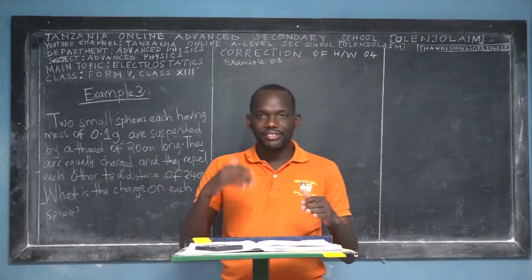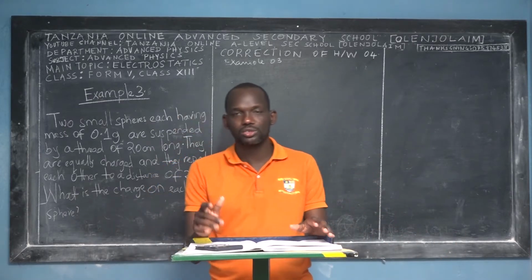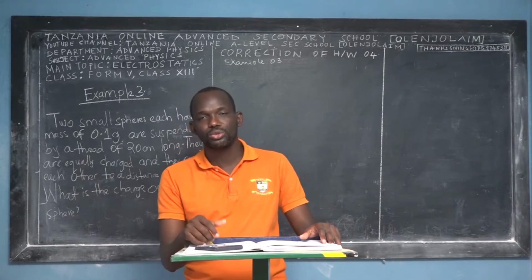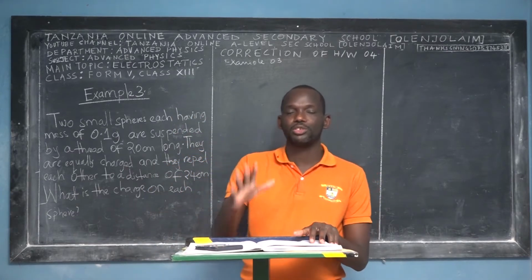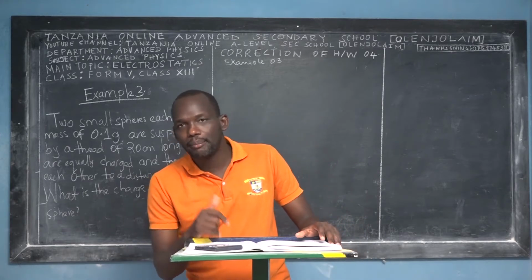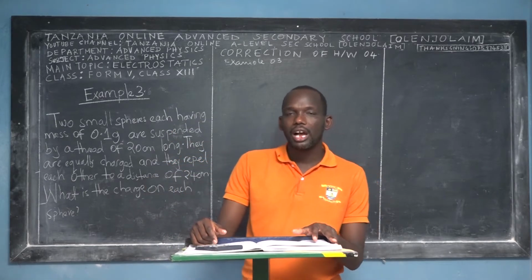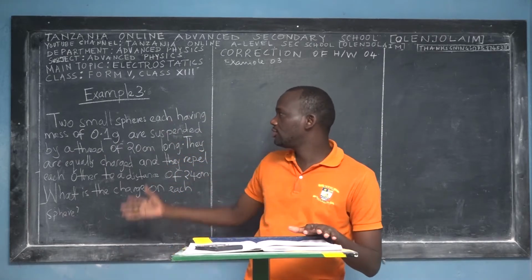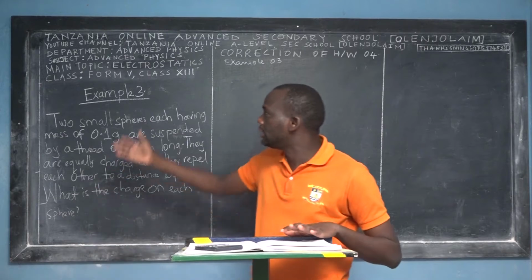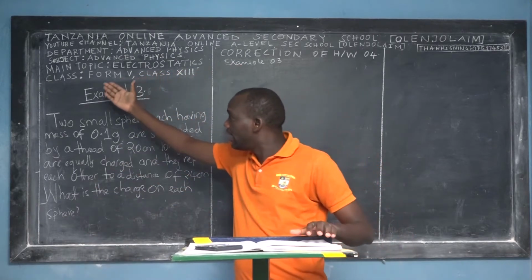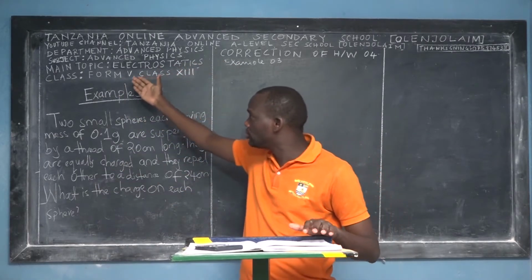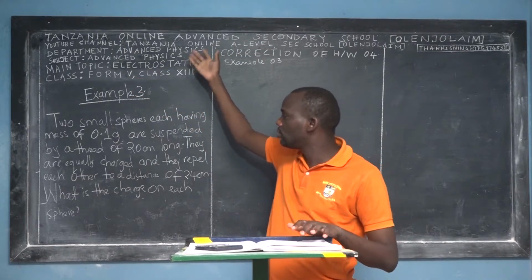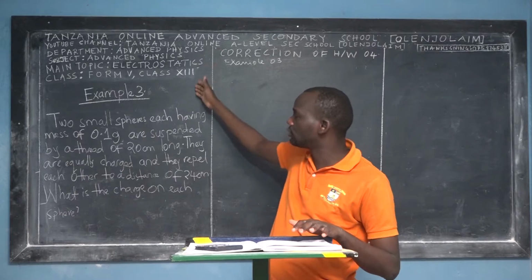And you know that in every session I used to leave a homework for students to try. So he used to take those questions, spend some time doing them, and come back with feedback on whether he has succeeded in getting the right answer or not. This is one example, because we are in the department of advanced physics, the subject is advanced physics, and the main topic is electrostatics. This is the material for Form 5 or Class 13, and Form 6 or Class 14.